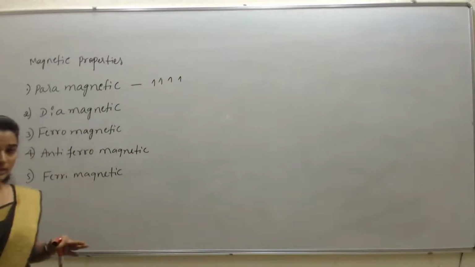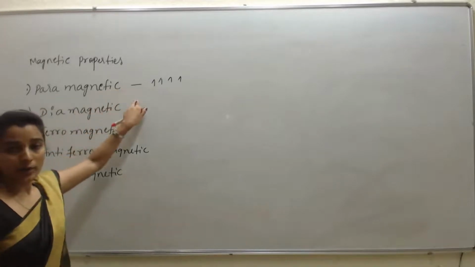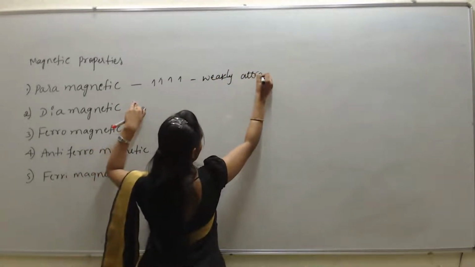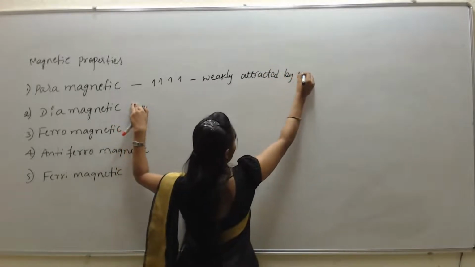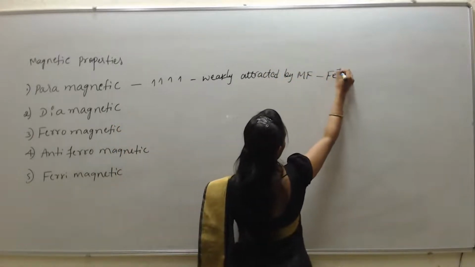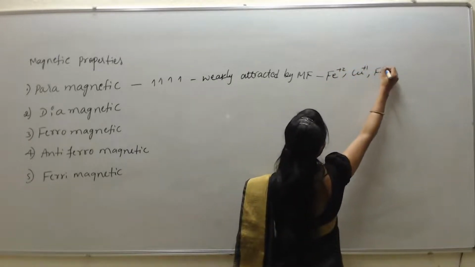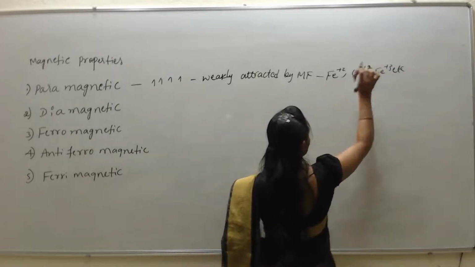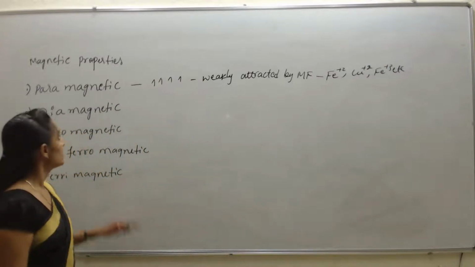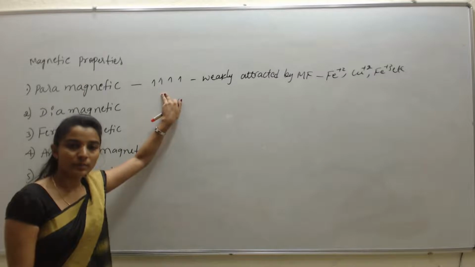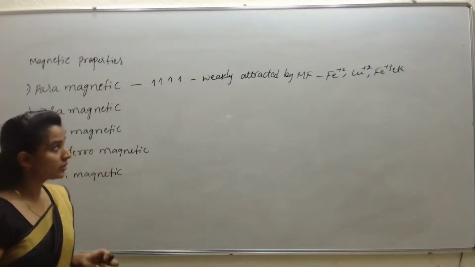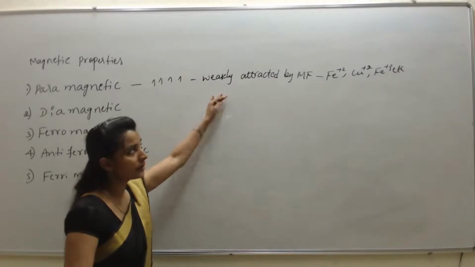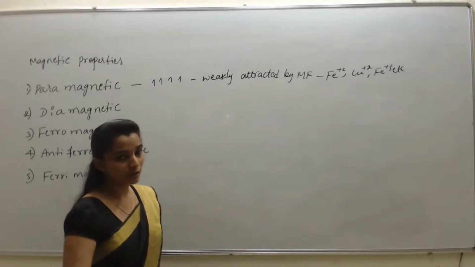Okay, in the paramagnetic, we are considering unpaired electrons. If unpaired electrons are present in a solid, then it is said to be paramagnetic, and it is weakly attracted by a magnetic field. The examples are Fe+2, Cu+2, Fe+3, etc., which have unpaired electrons. So if a solid consists of unpaired electrons, then it is said to be a paramagnetic substance. And when the magnetic field is applied to it, they are attracted by the magnetic field.